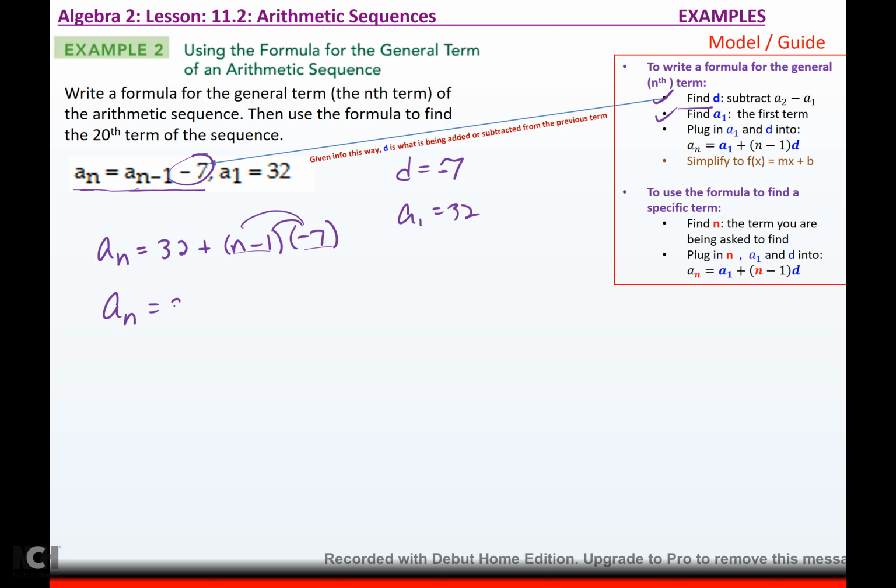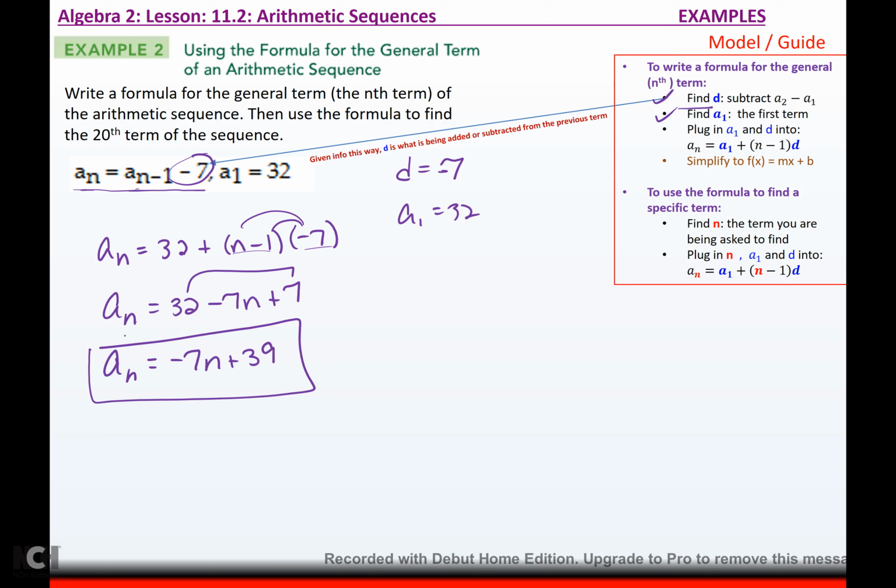And we have a sub n equals 32 minus 7n plus 7. Combine like terms, I get a sub n equals negative 7n plus 39. There's my formula. And now to find a sub 20, I'm going to change n to 20. So negative 7 times 20 plus 39 is negative 140 plus 39, which is negative 101. The 20th term will be negative 101. Okay?